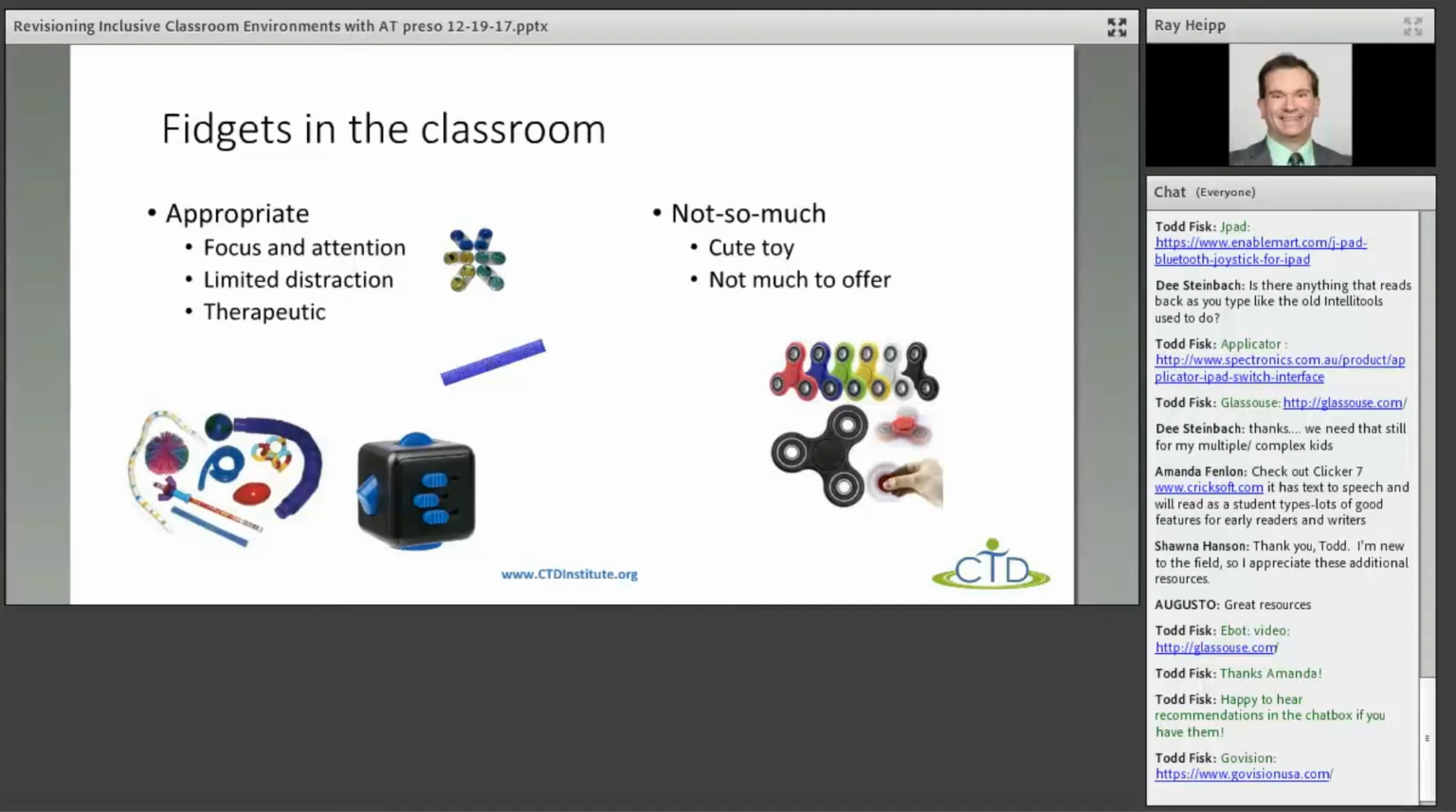But again, perceived play. What are these things? How does it work? Well, let's talk about fidgets in the classroom and in the therapy room. I'm going to talk about the not so much first because it is something that people ask me about all the time, all across the country. Fidget spinners are cute toys. And that's it. I have only seen two occasions where a fidget spinner was used appropriately, and both times the individual had actually received training on how to use the fidget spinner from an OT.